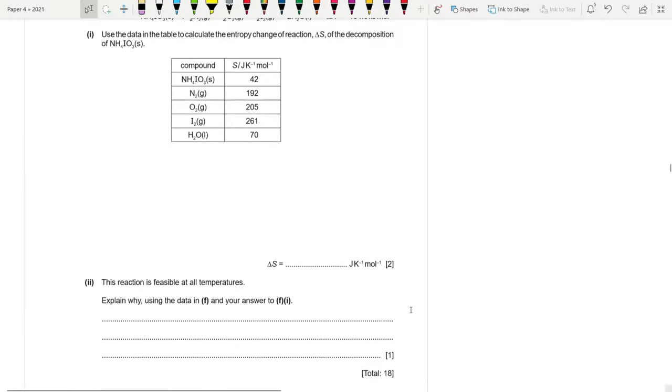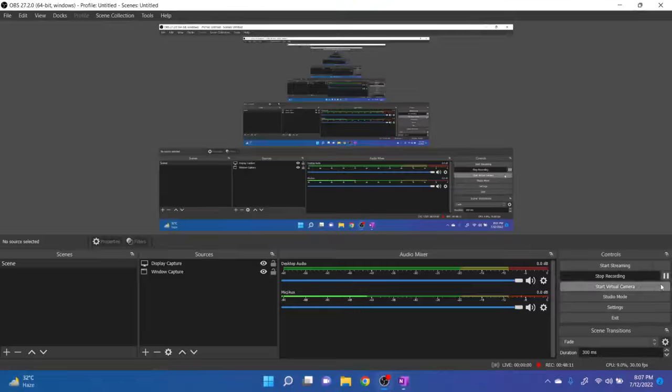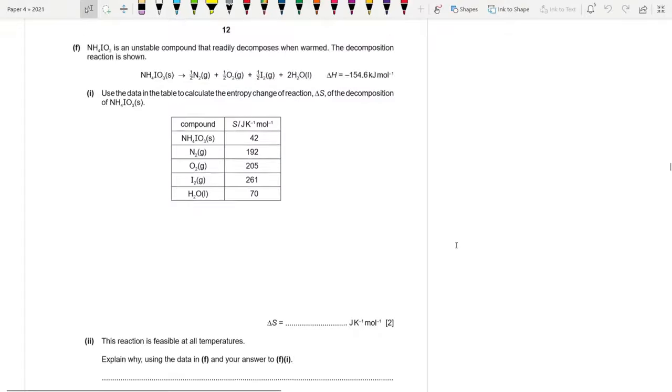Okay, ammonium iodate is an unstable compound that readily decomposes when warmed. The decomposition reaction is shown. Use the data in the table to calculate the entropy change of the reaction, ΔS of the decomposition of ammonium iodate. Okay, so it's pretty straightforward. I'll teach you.